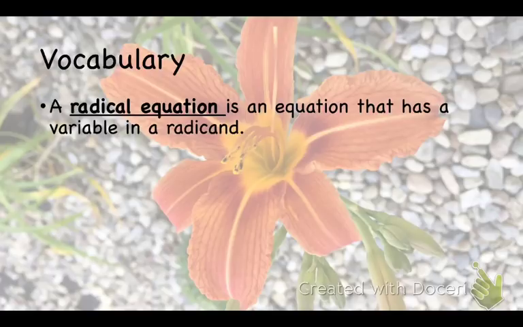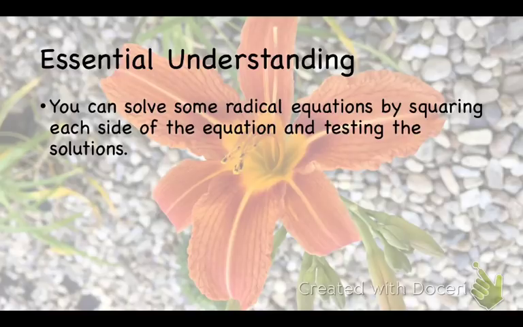First of all, vocabulary. A radical equation, what is it? It is an equation that has a variable in a radicand. So we have some examples like the square root of x minus 5 equals 3, the square root of x minus 2 equals 1, things like that. We can solve some radical equations by squaring the sides of the equation and then also testing the solution.